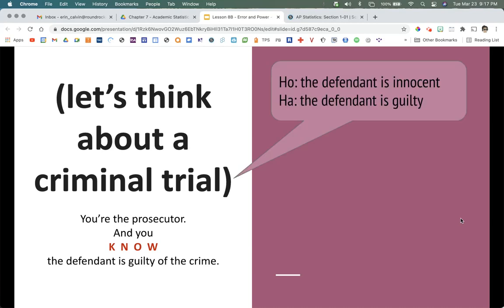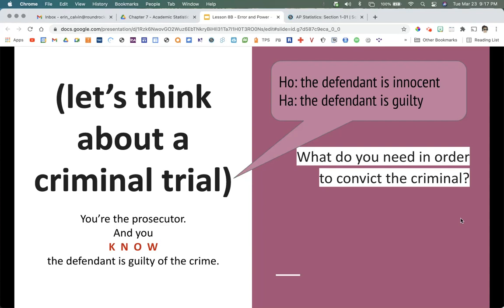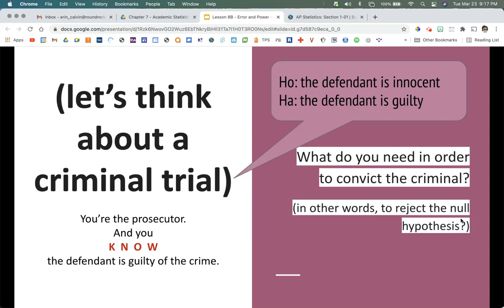In our American criminal justice system, our null hypothesis is that the defendant is innocent. And then our alternate, what has to be proven, is that the defendant is guilty. So you as the prosecutor, you know the defendant is guilty. Your job is to have enough to prove that our alternate is true. In order to do that, in order to convict the criminal, in other words, to reject the null hypothesis, what do you need?